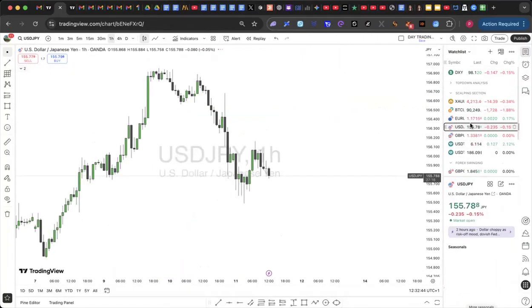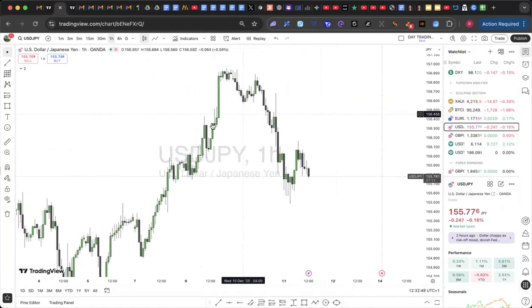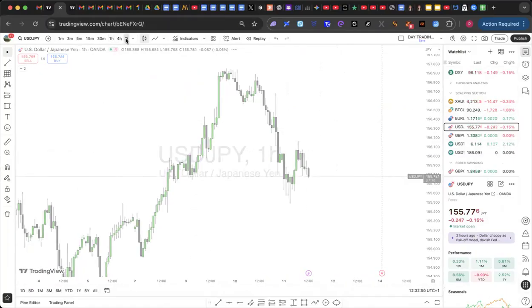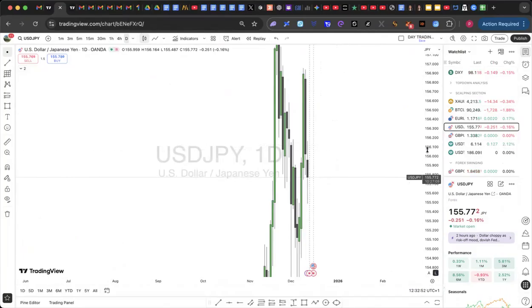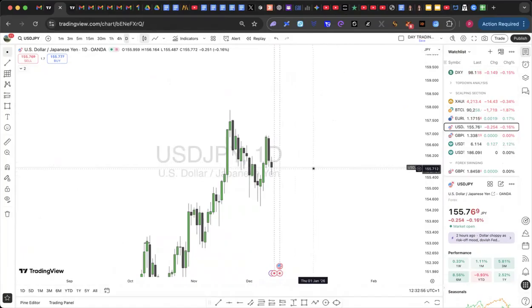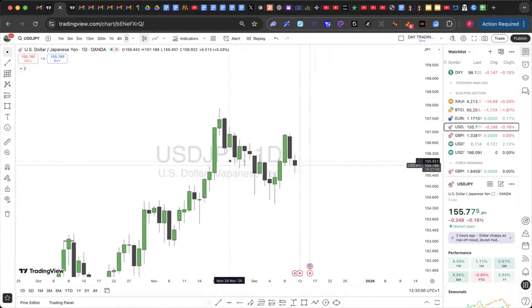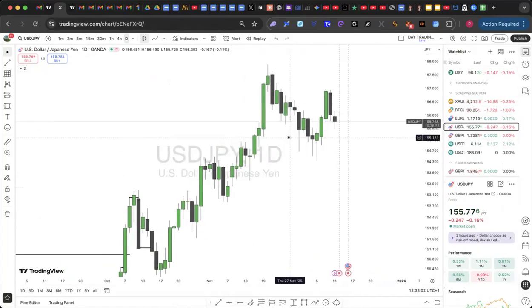All right, let's look at USDJPY. Okay. Now, here is USDJPY. So ordinarily, we'll go back to daily time frame. All right. So we'll go to daily time frame. So let's go. If we go to daily time frame, what do we have?